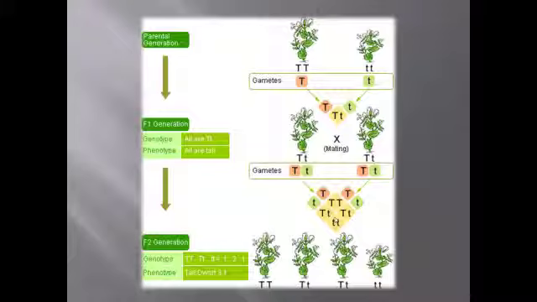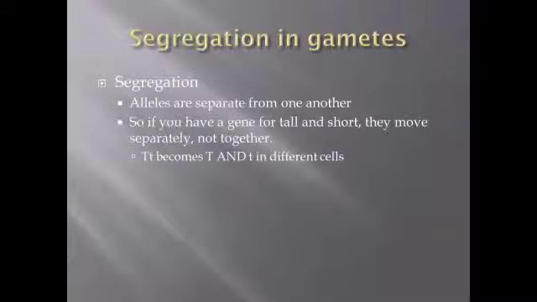This idea that gametes separate individually, like I mentioned here, is called segregation. Segregation is just the idea that alleles are separate from one another. So if you have a gene for tall and a gene for short, they move separately and not together. In an actual cell, it would be a big T and a little t. But when it turns into a sperm cell or an egg cell, one cell gets a big T and one cell gets a little t.